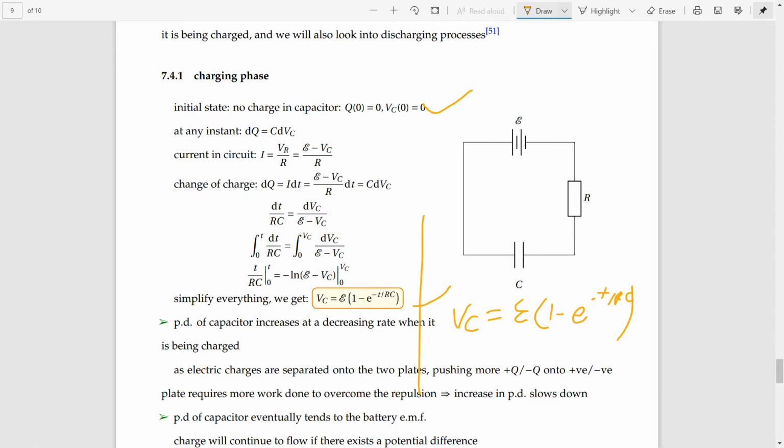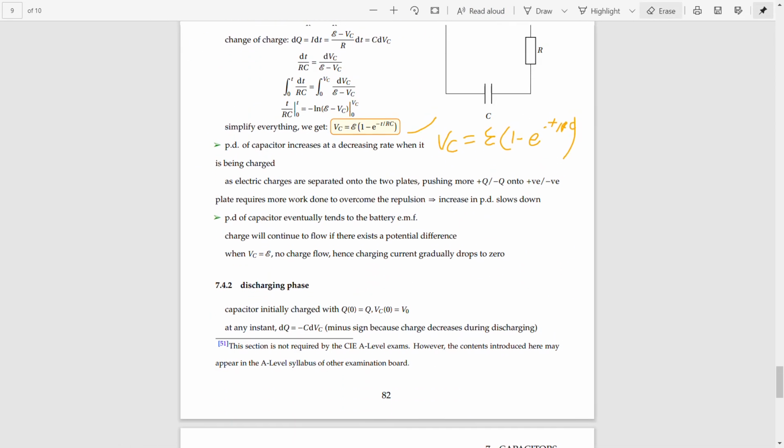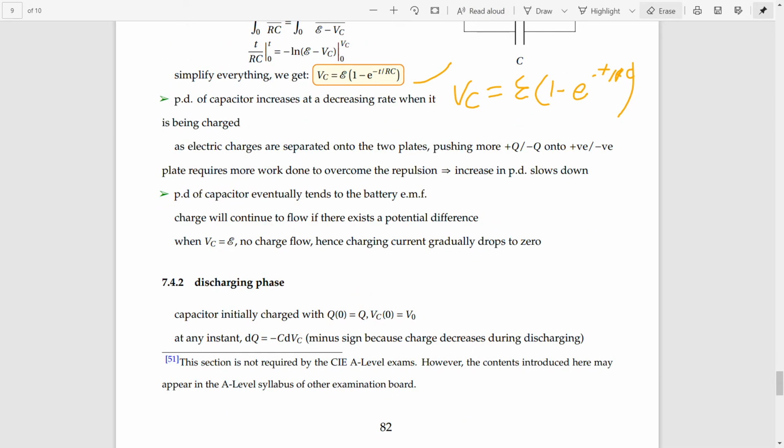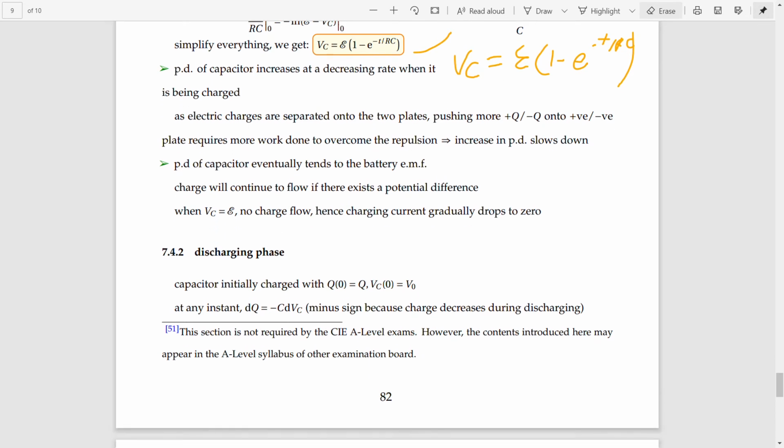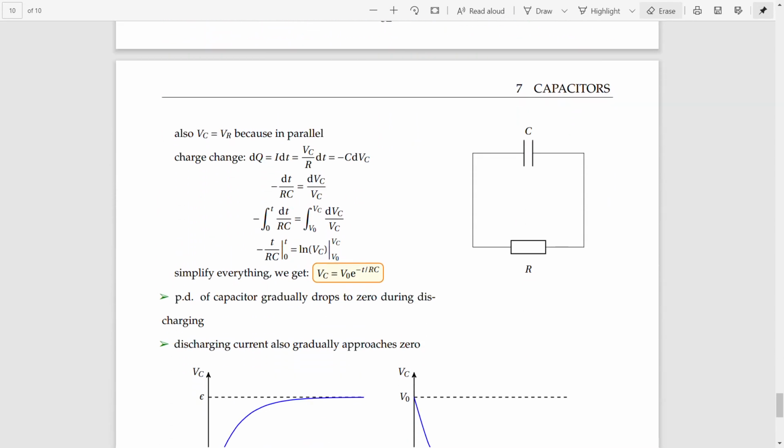Another thing: the potential of the capacitor eventually tends to the battery EMF, so there is no charge flow. From that formula you'll get this.